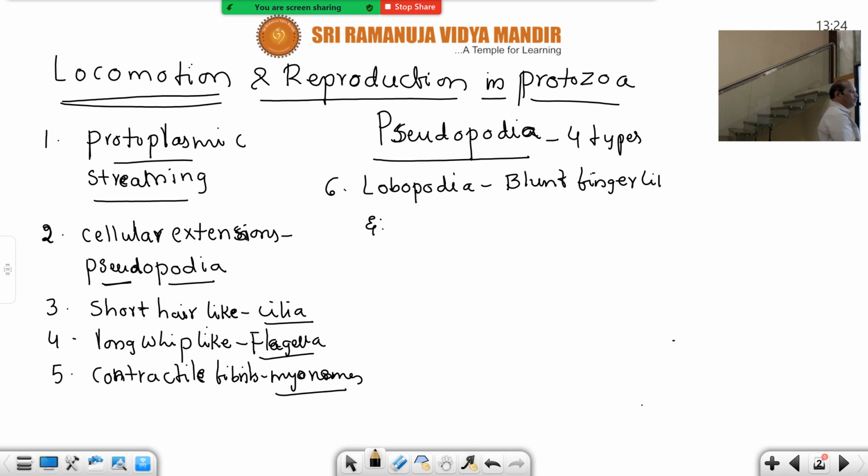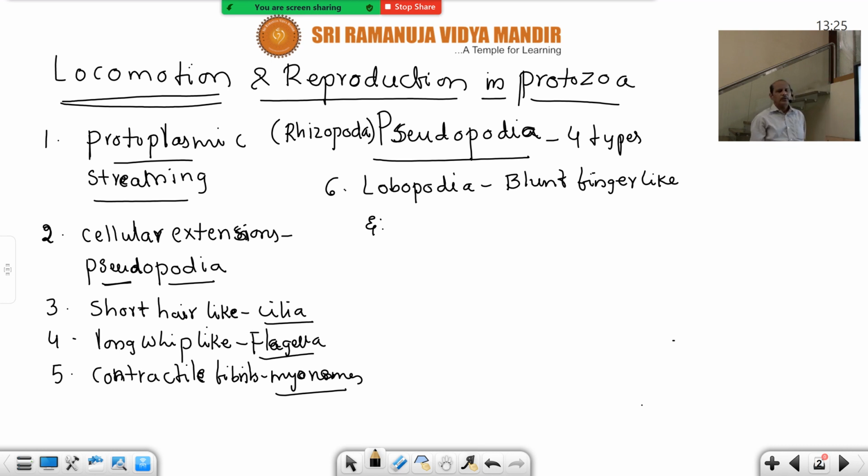Examples: this is a very simple scoring type question. For a 4 marks question, if it comes, out of 4 you will definitely get 4 marks. There are 4 types of pseudopodia. Pseudopodia are present in which class of protozoa? Rhizopoda, in which these locomotor organelles are present.